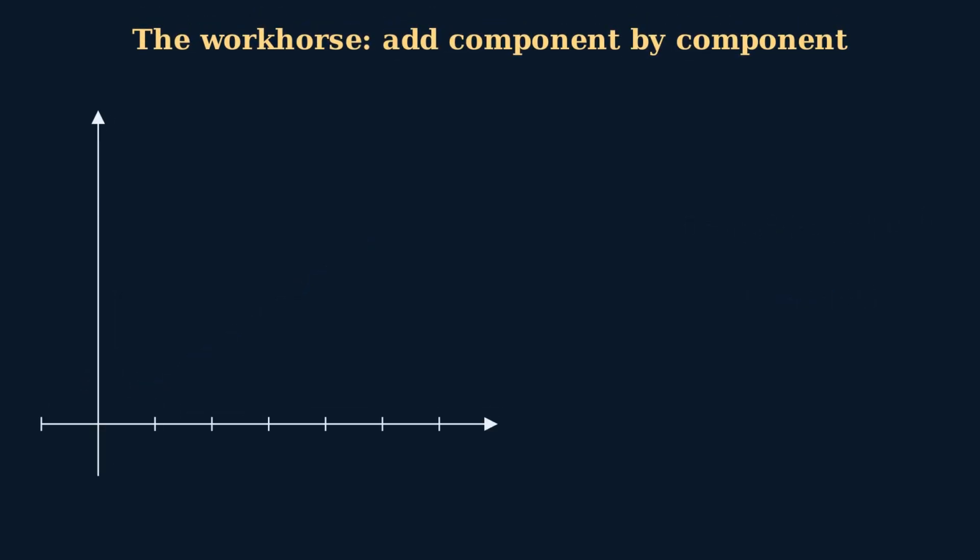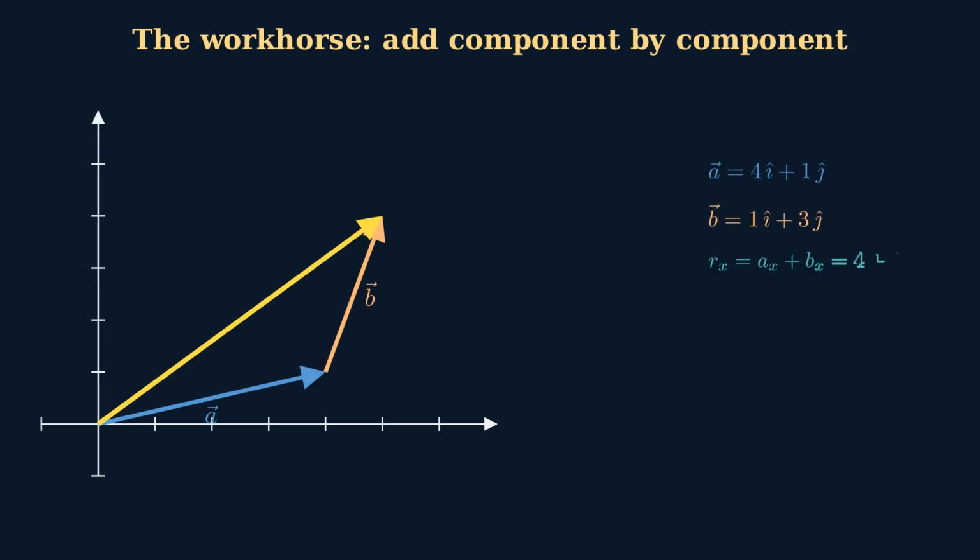This is the method you'll use every single day. Forget the protractor, once vectors are in component form, adding them is almost too easy. Here are A and B, placed tip to tail, with their resultant in gold. Watch the bookkeeping. The x components, 4 and 1, simply add to 5. The y components, 1 and 3, add to 4. That's the whole secret, you add vectors by adding their components, one axis at a time, completely independently.